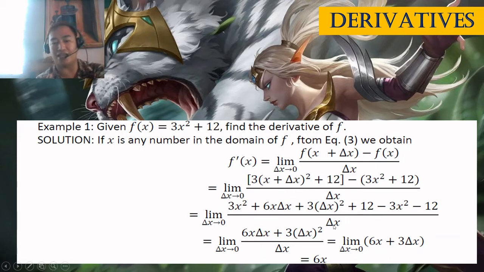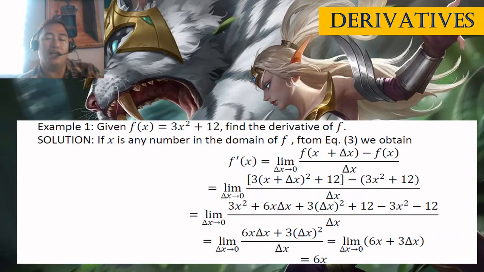Then naa tayo over delta x, class, ato na pud i-divide. So, ang nabilin kay 6x delta x plus 3 delta x squared over delta x. Then, divide delta x. So, 6x na lang ang bilin plus 3 delta x. Isa na lang ka delta x kay squared man ang isa. Pag-solve sa limit as delta x approaches 0, ma-0 na ang 3 delta x. So, ang mabilin, class, is 6x.